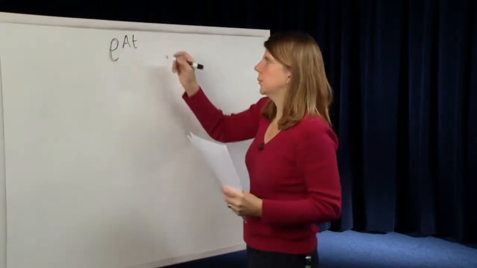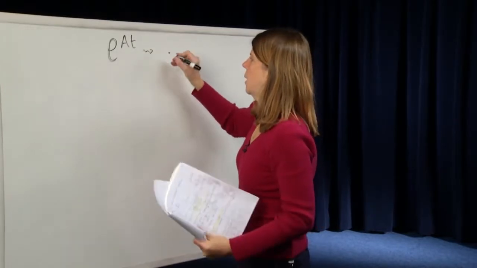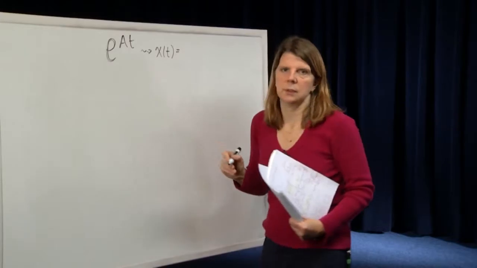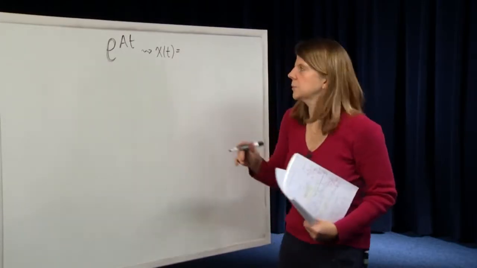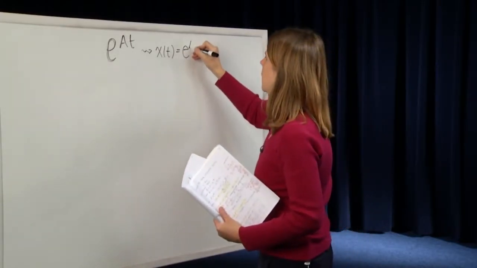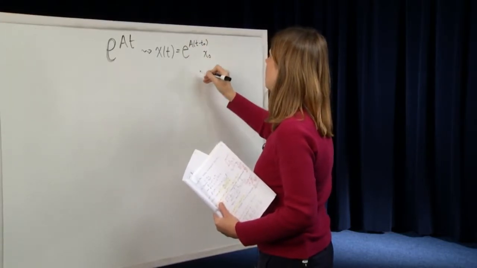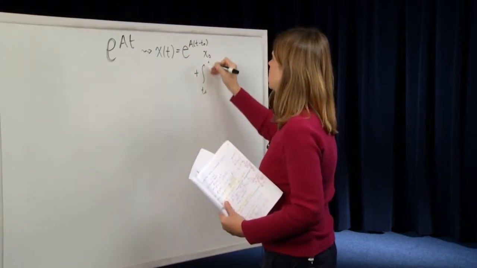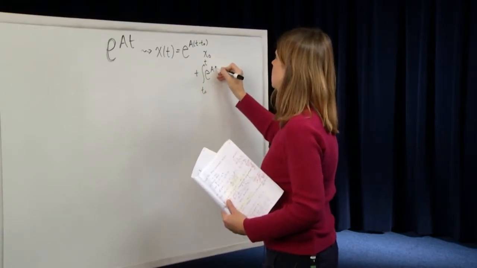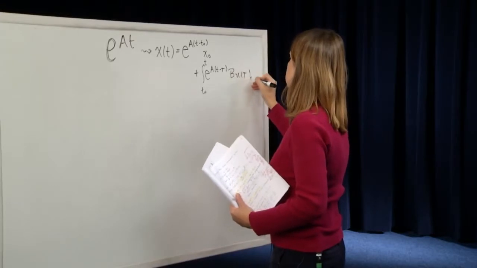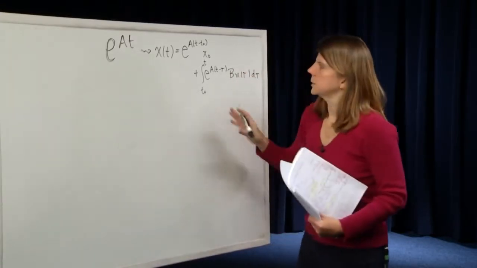We know this is important because the general form of our solution to the system x dot equals Ax plus Bu is given by e to the A(t minus t0) x0 plus the integral from t0 to t of e to the A(t minus tau) B u of tau d tau. Okay, so what did I do here?